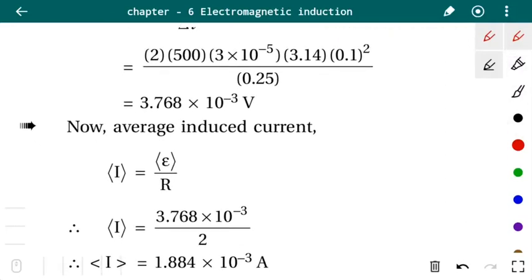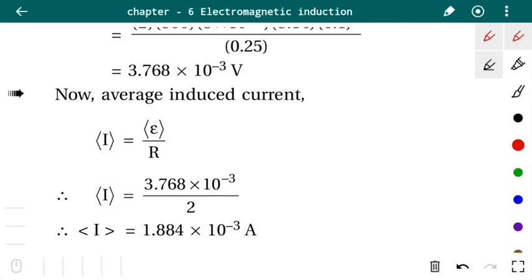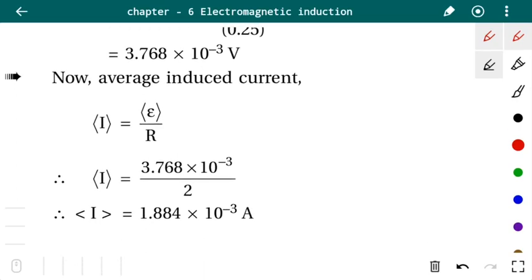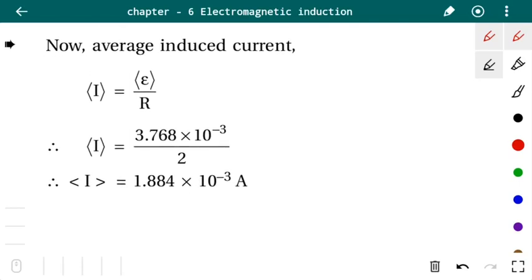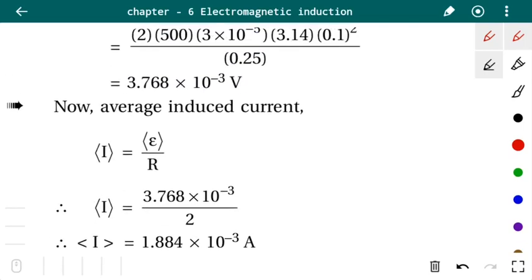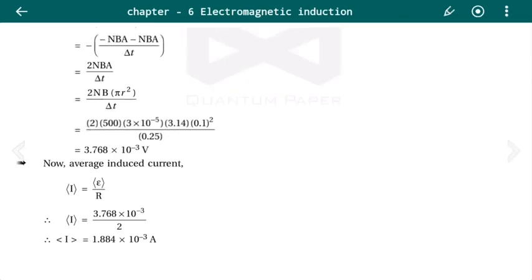Now the average induced current I equals epsilon upon R. Substituting the values of resistance and the induced EMF, we get 3.768 into 10 raised to minus 3 upon 2, that equals 1.884 into 10 raised to minus 3 ampere. So this is the average induced current. So students, you may note down this numerical.